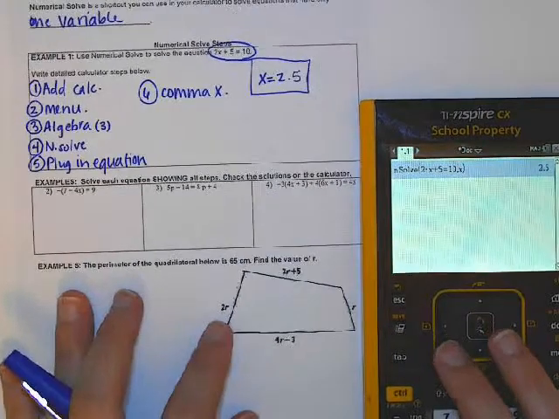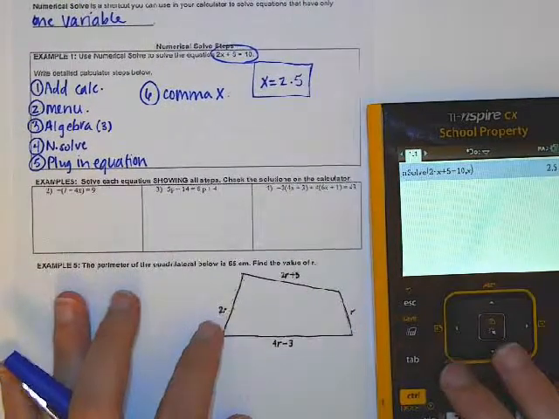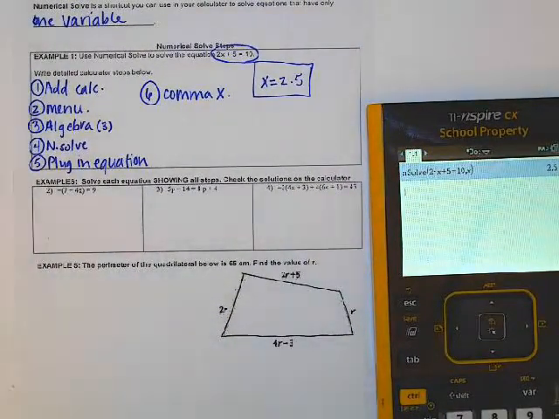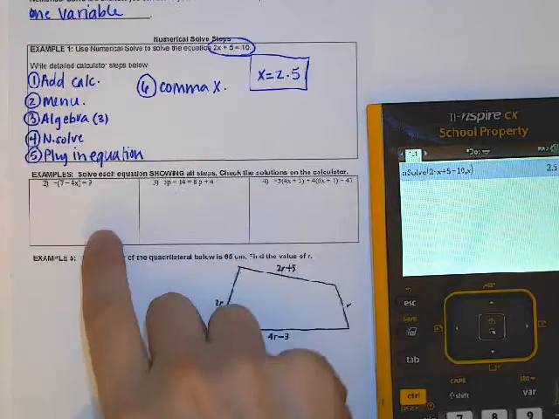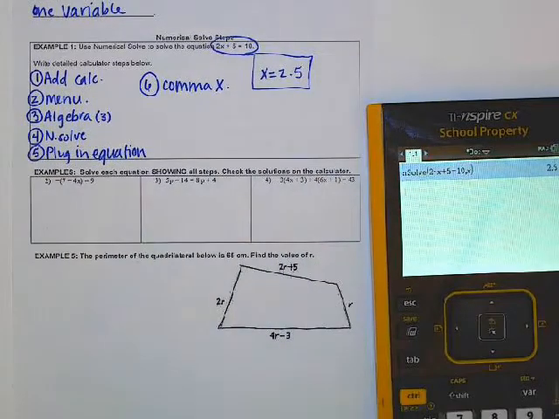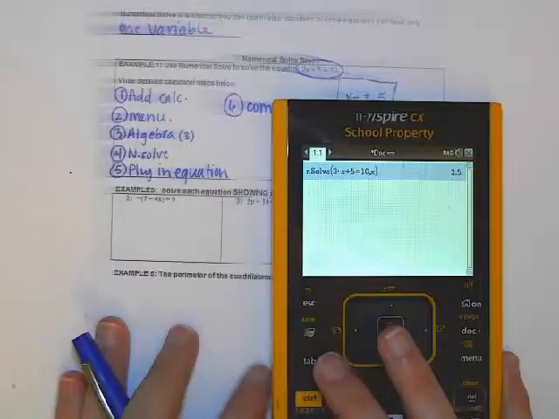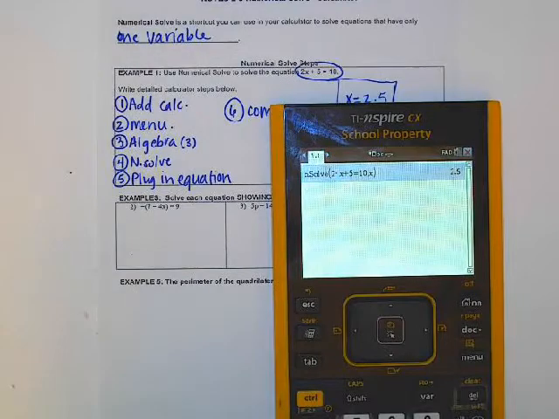Example says, solve each equation showing all steps, check the solutions on the calculator. So like I said, you can do it either way. You can do nSolve at the beginning or you can use nSolve at the end to make sure that you get the right answer. Either way, you're using nSolve and you're showing your work. Would y'all rather do nSolve first or last? First. Last. First. I want to know the answer before I actually do it. Okay, we can do that. So we can do nSolve first, and then we can go and do nSolve last. Either way, you're using nSolve and you're always showing your work.